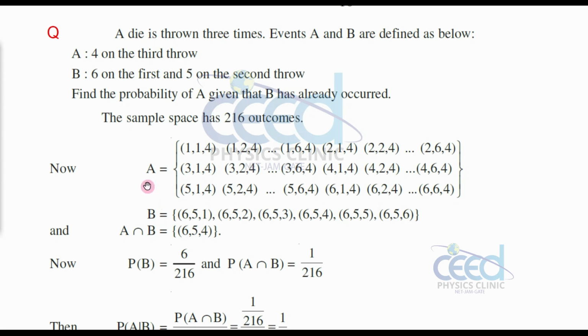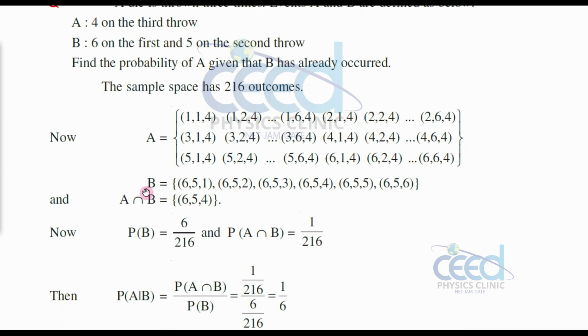Now B has two conditions, 6 on the first and 5 on the second throw. So this is 6 and this is 5. Only 6 cases are possible: 651, 652, 653, 654, 655, 656. These are the only possibilities in which the second event happens. Now we want to find P of A given B. That is P of A intersection B divided by P of B.